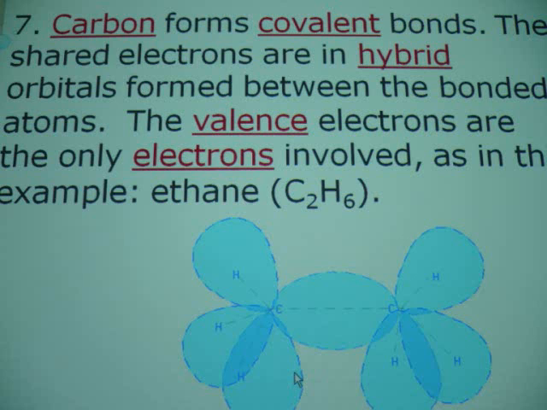Carbon loves covalent bonds. He's got 4. He can go either way, really. I can give you 4. I can share 4. But carbon, there's a whole branch of chemistry called organic chemistry. It only deals with carbon compounds. That's a whole year of study right there.